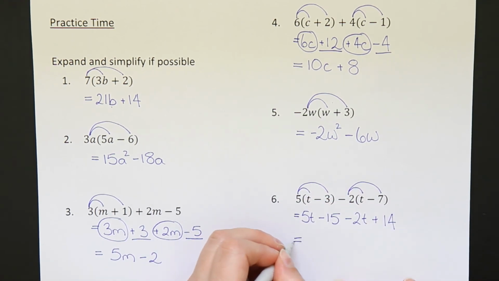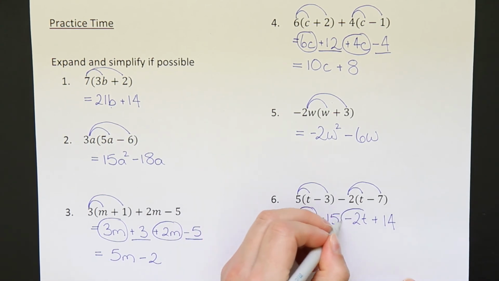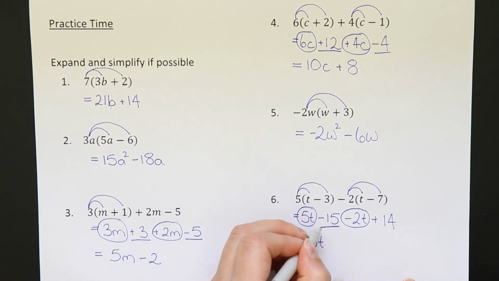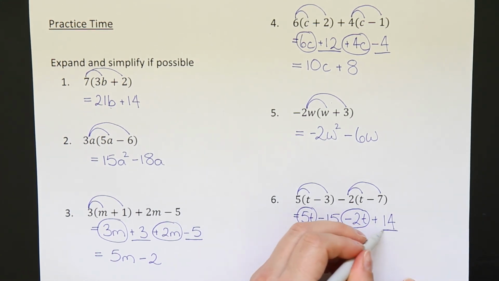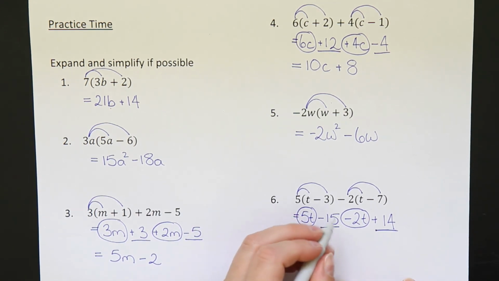Alright, looking for like terms to collect. 5t minus 2t. 5 minus 2 is 3t. And minus 15 plus 14. So it's nearly come all the way back up to 0, but we still have a minus 1.